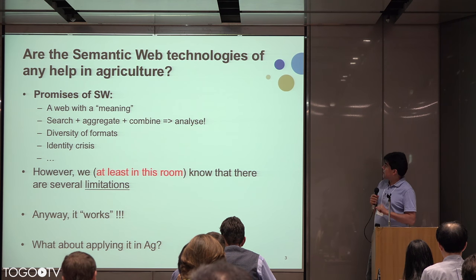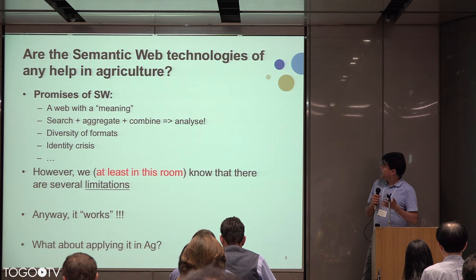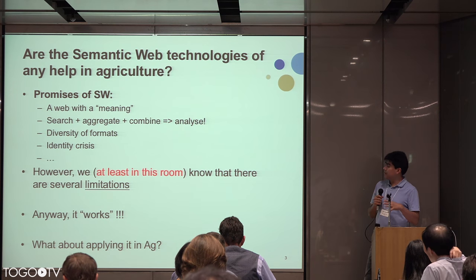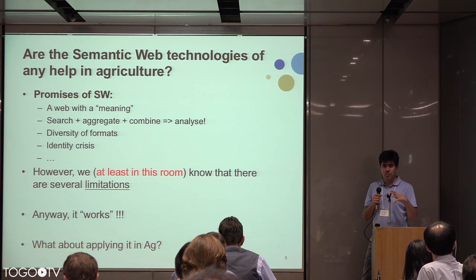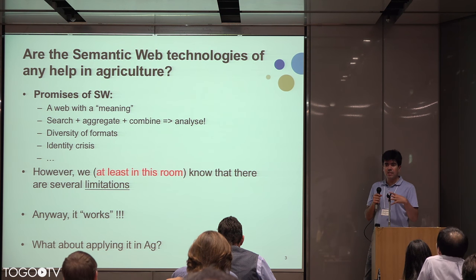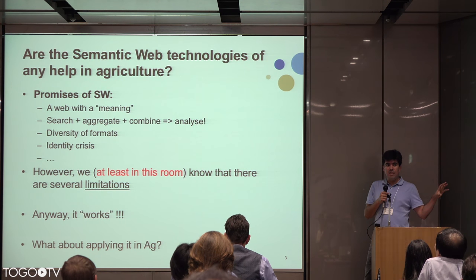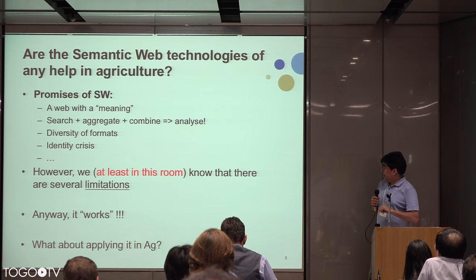So then the question was, and is, whether the semantic web technologies can be of any help for this community. And when I'm talking about agriculture, you have seen the title, I also put food and nutrition, because this is actually quite linked, and agriculture is sort of at the very beginning of this chain.